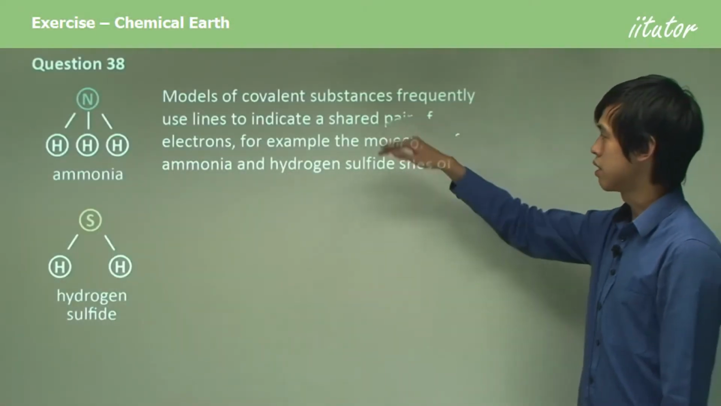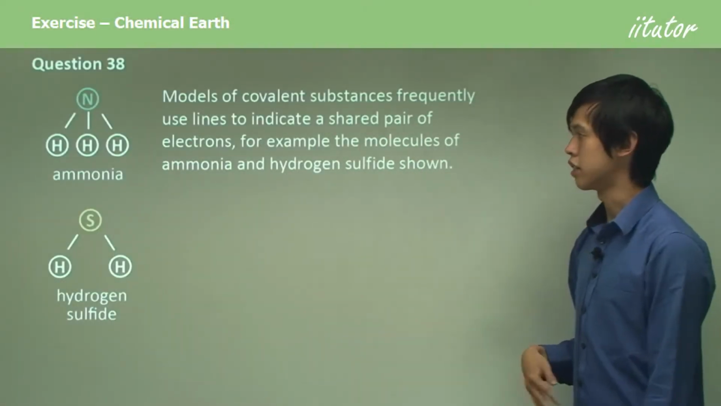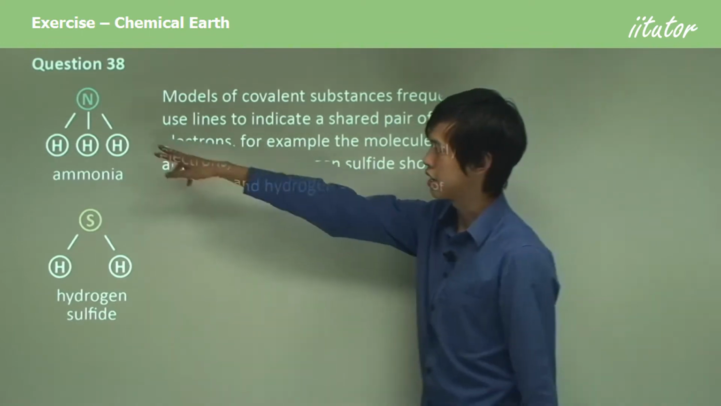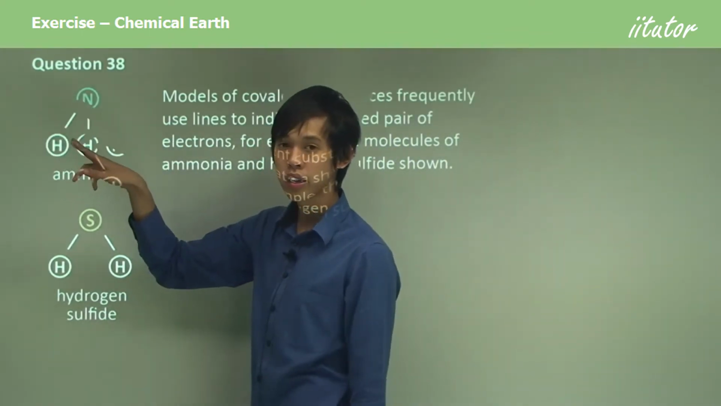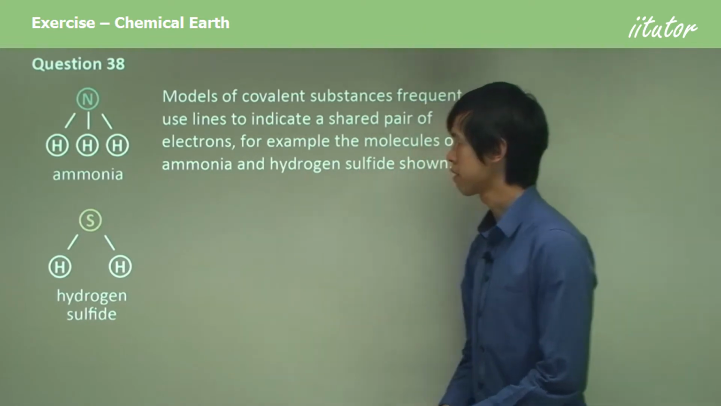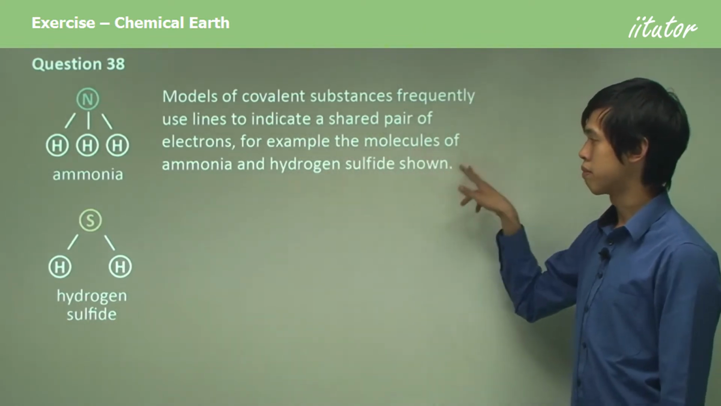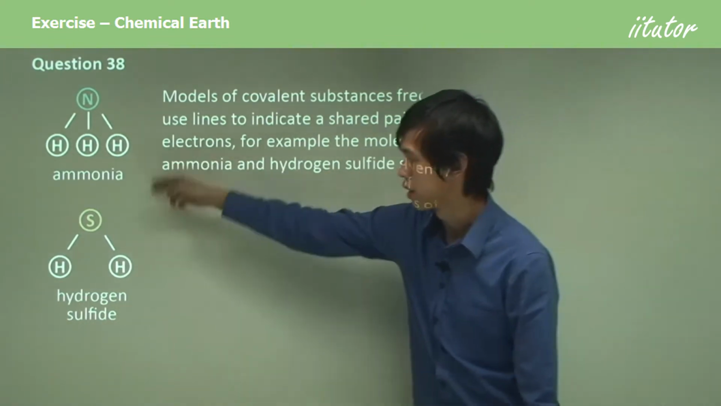Models of covalent substances frequently use lines to indicate shared pairs of electrons. So each line indicates a bond, which means 2 electrons. For example, the molecules of ammonia and hydrogen sulfide are shown. So here we go, here they are.